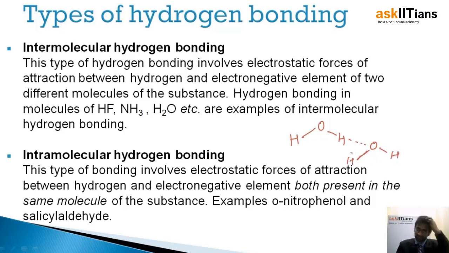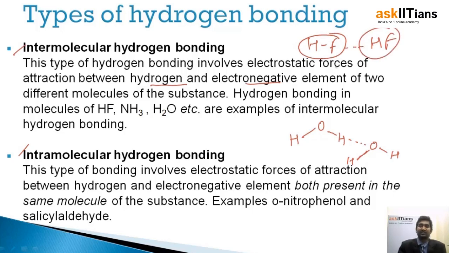Now let's come to the types of hydrogen bonding. We have two types: intermolecular hydrogen bonding and intramolecular hydrogen bonding. In the first type, intermolecular, the bonding involves the attraction between hydrogen and an electronegative element of two different molecules of the substance. For example, if I write here HF, this is one molecule and another HF, this is another molecule. These two are getting attracted. So this is a case of intermolecular hydrogen bonding.